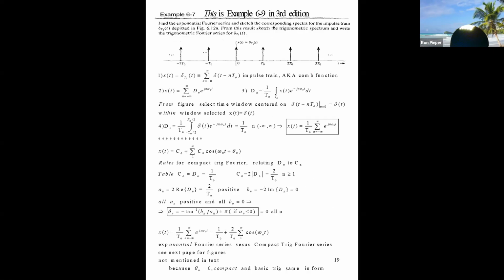As I remember, in this example, there's no T naught. Let's take a look. Here are the details up here that go with the example, and I don't remember a specific T naught being specified. Okay.